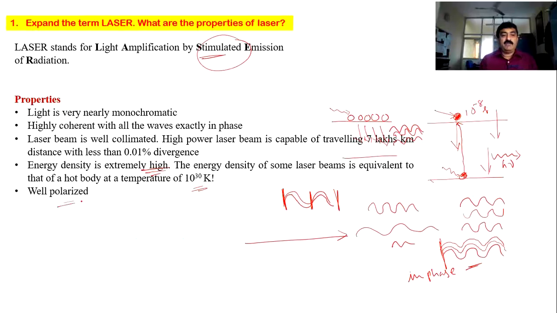And of course they are well polarized. Laser is a well polarized beam. So these are all the properties. But normally this question will appear along with some numerical problem, because this is not a question for 8 marks or 10 marks, maximum 5 marks. Definition of laser 1 mark, properties 4 marks, like that.